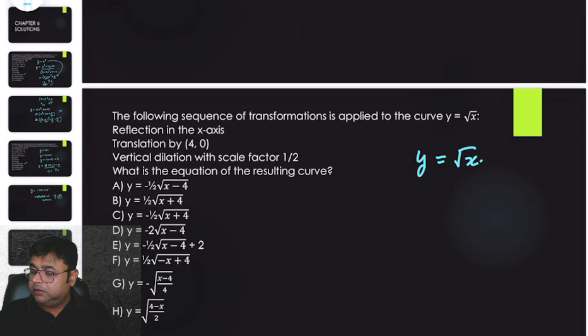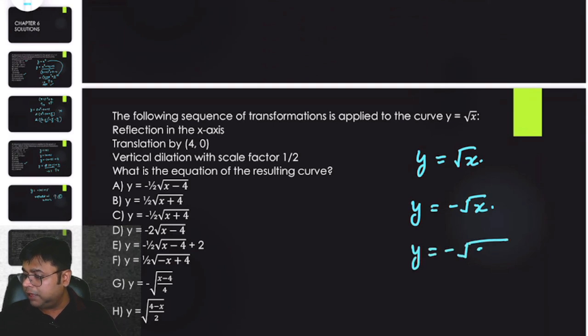Right. So what will be the final function? It says reflection in x-axis. Reflection in x-axis will be minus root x, as I told you, minus of f(x). Then translation by (4, 0). So translation is happening towards the right-hand side, so it will be minus 4. So y equal to minus of root of (x minus 4), and y is 0, so no translation in y.